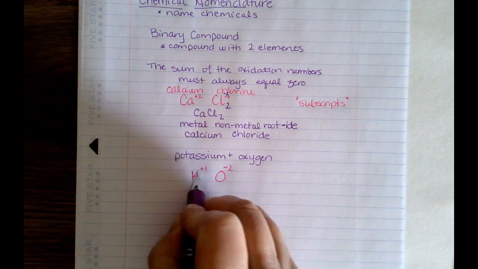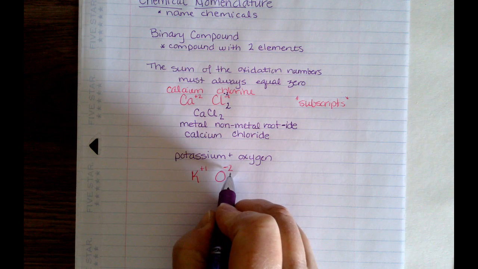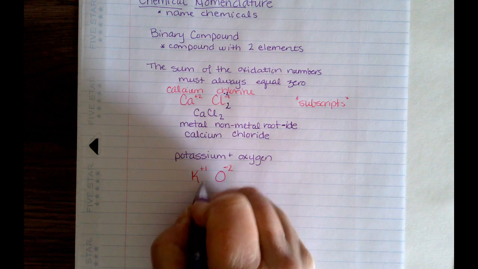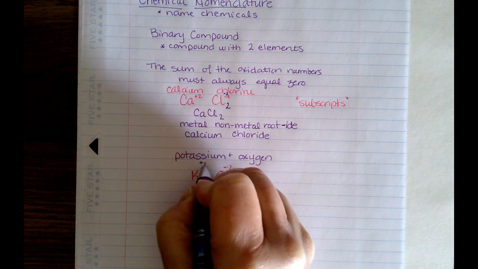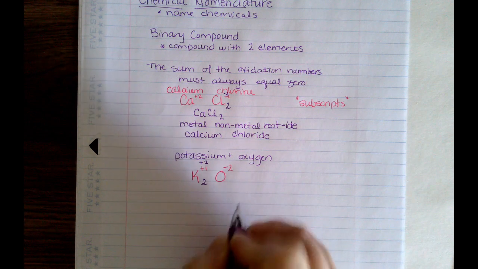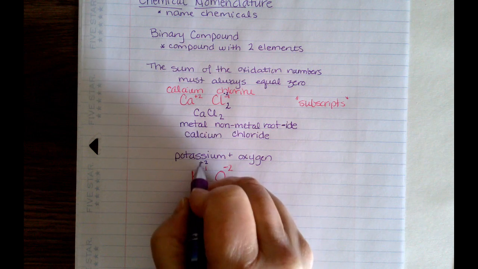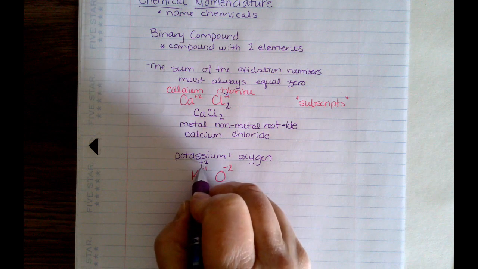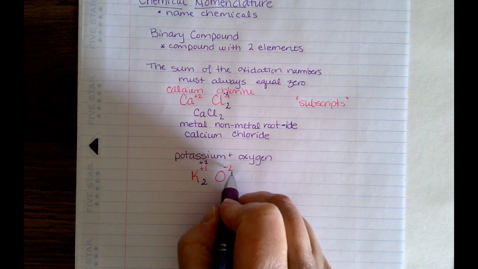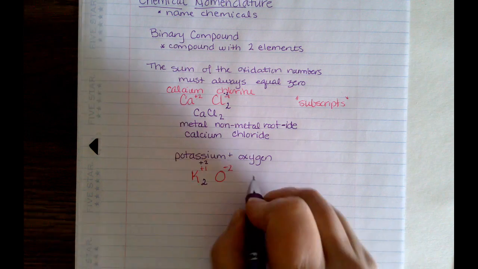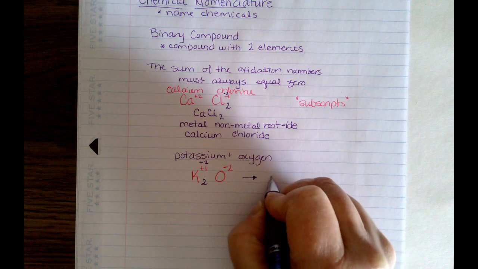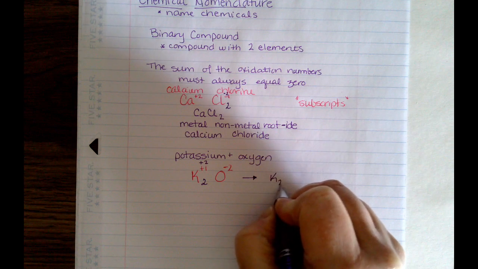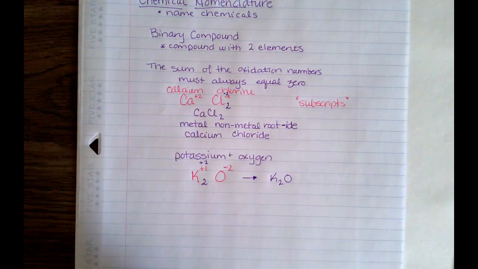Well, this is a 2. Does 1 go into 2? And you'd say, yes, it does. Twice. So I'll put a 2 here. So now I have 2 plus, now that becomes a positive 2. If I take the positive 2 minus 2, I get 0. So my formula, I'm just going to rewrite it now without the oxidation numbers, is going to be K2O.